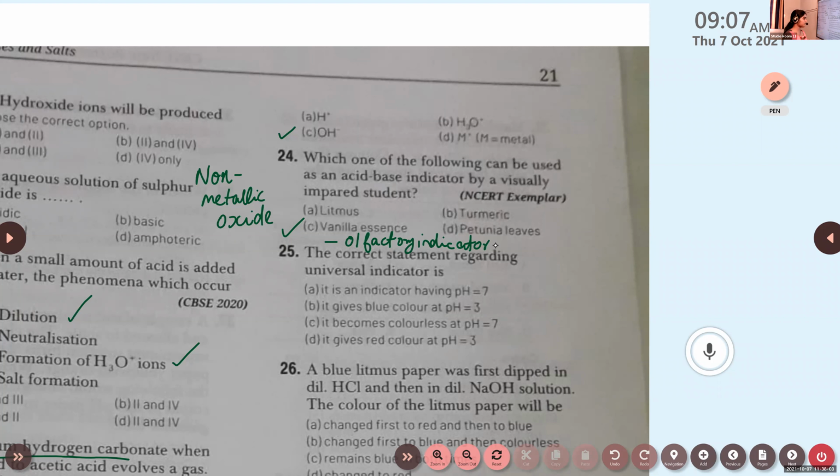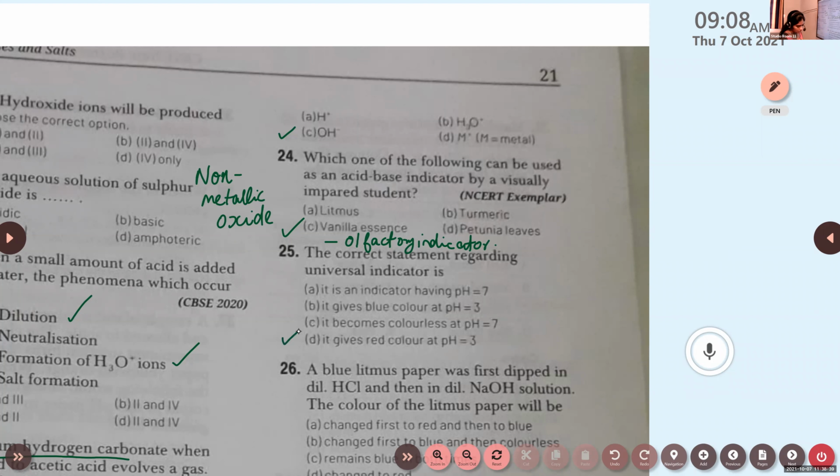It is an indicator having pH equal to 7. Then it gives blue color at pH equal to 3. It becomes colorless at pH equal to 7. It gives red color at pH equal to 3. Which one of the following statements is true about this pH paper? Page number 26. Look at that pH paper. Option D. It gives red color at pH equal to 3.